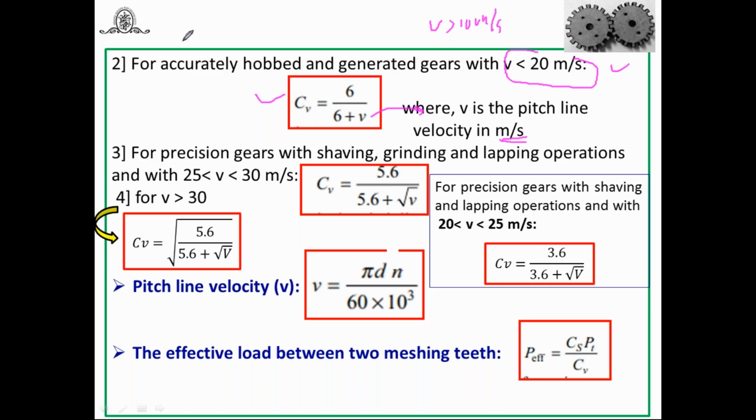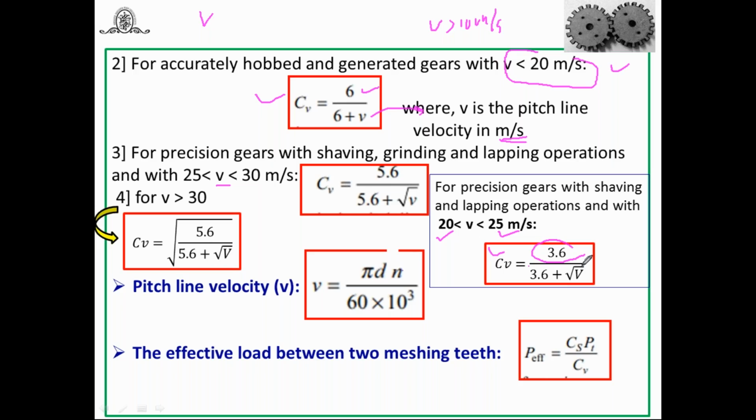Try to understand. When velocity is less than 10, you have to use CV is equal to 3 upon 3 plus V. When velocity is greater than 10 meter per second up to 20, you have to use CV is equal to 6 upon 6 plus V. But when velocity is greater than 20 and up to 25 meter per second, you have to use CV is equal to 3.6 upon 3.6 plus root V. Where V is the pitch line velocity, which you calculate using the formula pi dN by 60 into 10 raised to 3, and V is in meter per second.